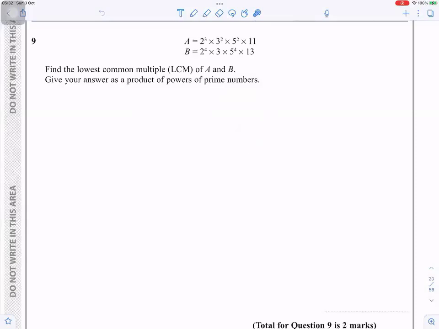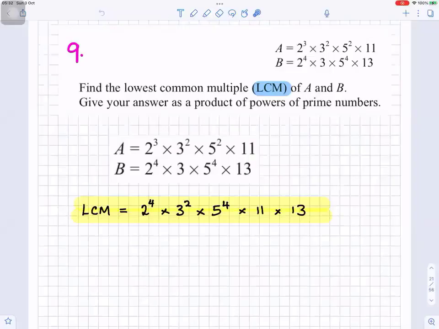Question number 9. A is equal to 2 cubed times 3 squared times 5 squared times 11. B is equal to 2 to the 4 times 3 times 5 to the 4 times 13. Find the lowest common multiple of A and B. Give your answer as a product of powers of prime numbers. So the lowest common multiple is 2 to the 4 times 3 squared times 5 to the 4 times 11 times 13.